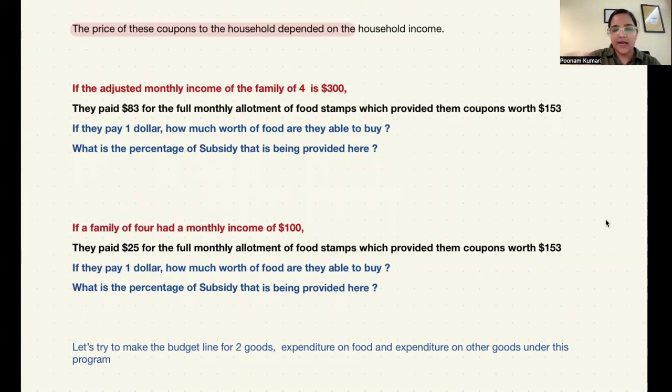ठीक है? अच्छा, so tell me, in this case, if you pay $1, how much amount worth of food will you be able to buy, or were they able to buy? तो $83 पे उनको $153 वर्थ ऑफ फूड मिल रहा था, राइट? तो अगर वो $1 पे करते तो उनको कितना अमाउंट मिल रहा होता?